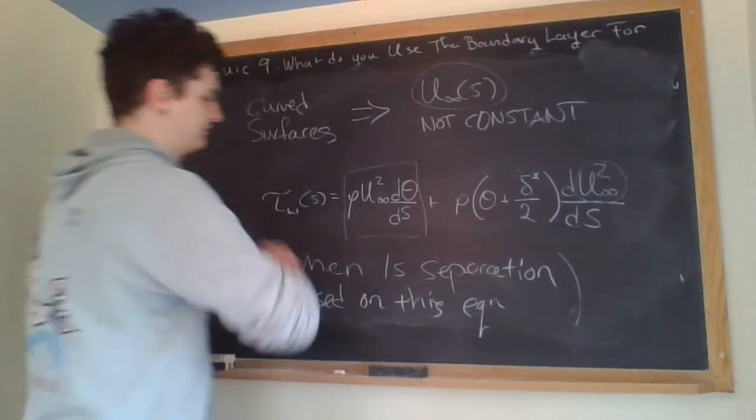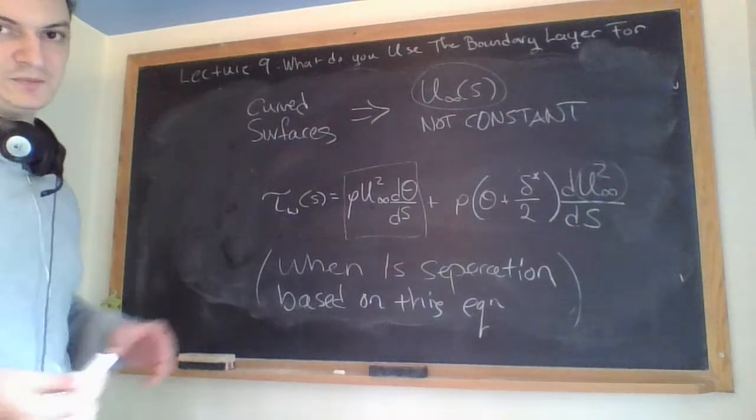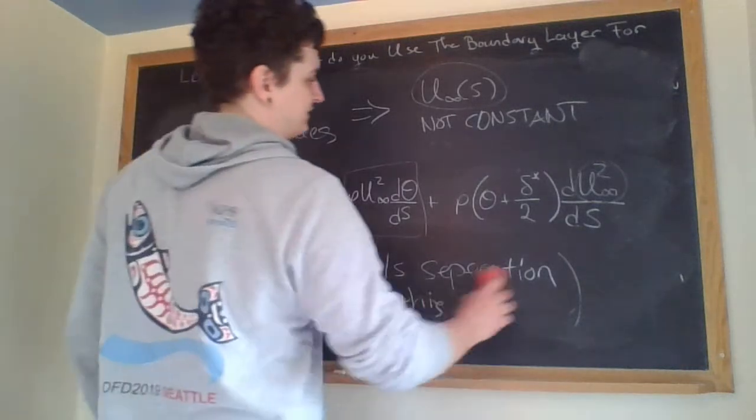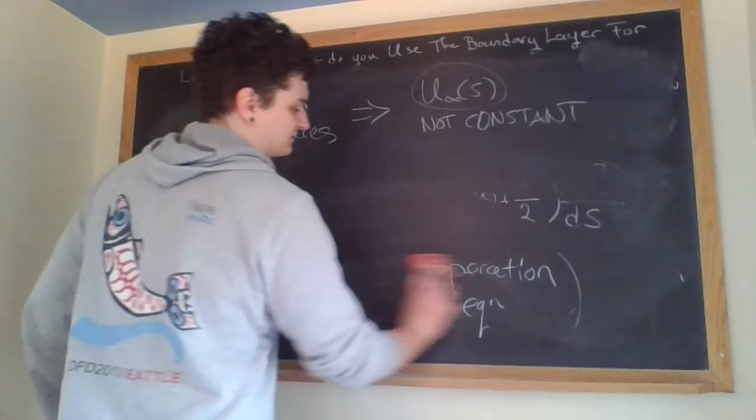That was extra credit. That was derived then. It's pretty simple, but when is separation based on this equation? What is the condition for boundary layer separation?